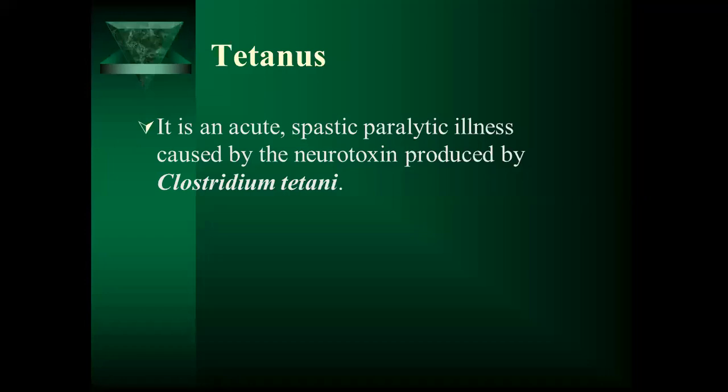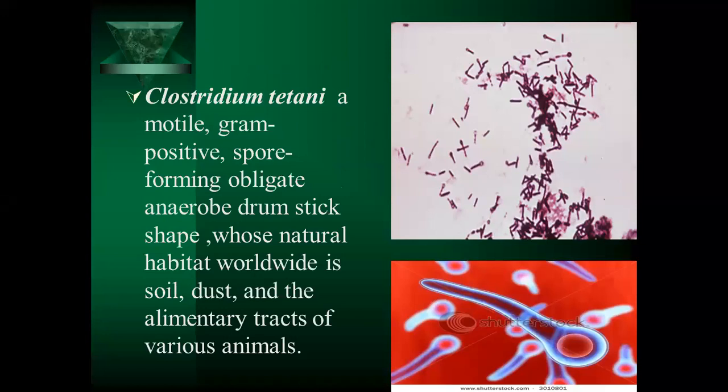You know that tetanus is an acute spasmodic paralytic illness caused by a neurotoxin produced by Clostridium tetani. So it is an acute spastic paralysis, unlike acute flaccid paralysis or poliomyelitis. In the definition there is flaccid paralysis, but here there is an acute spastic paralytic illness caused by the neurotoxin produced by Clostridium tetani. So what is Clostridium tetani?